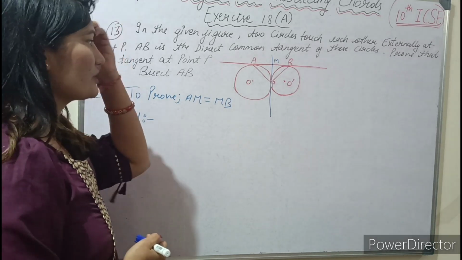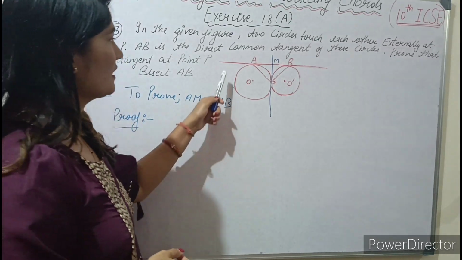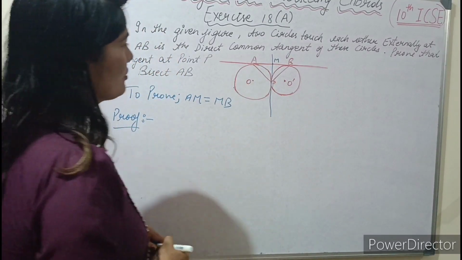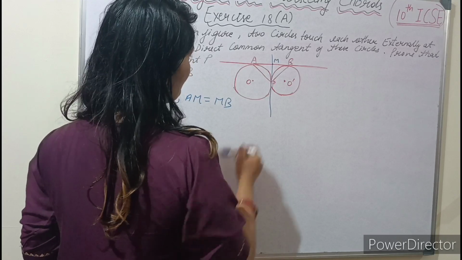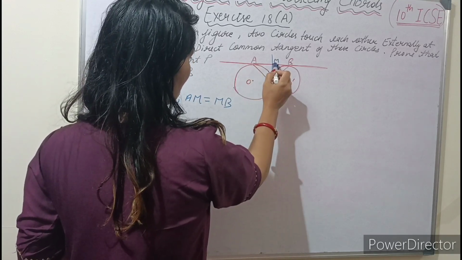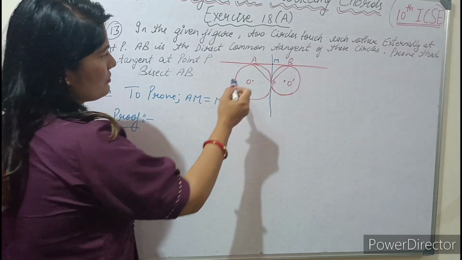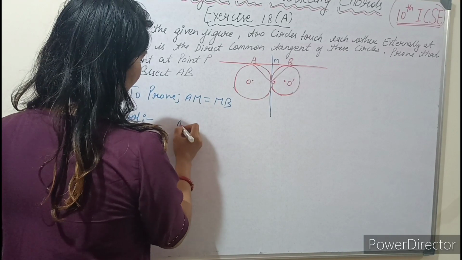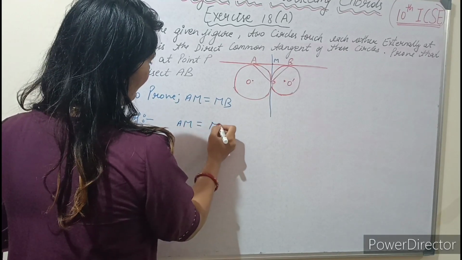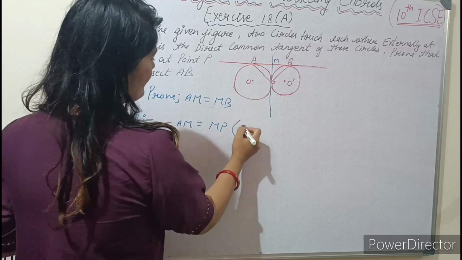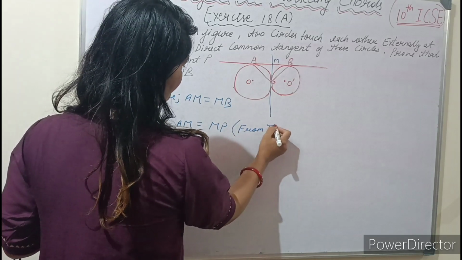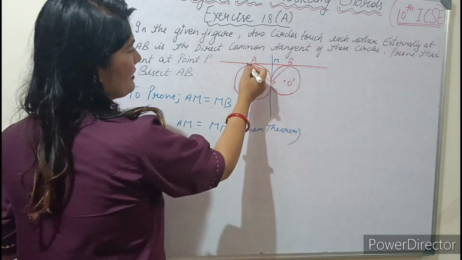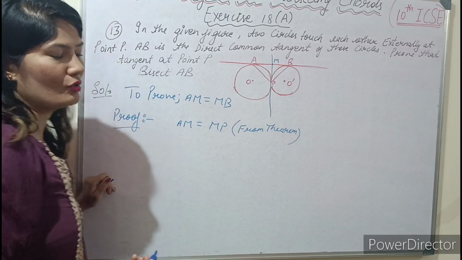So again in this case you have to apply theorem 2, that tangents passing through an external point are always equal. If you see this figure properly, this is the circle and here M is the exterior point. So here AM and MP are the tangents. So I can write here AM is equal to MP. The reason is from the theorem, because here M is the exterior point and the tangents passing through an exterior point are always equal.